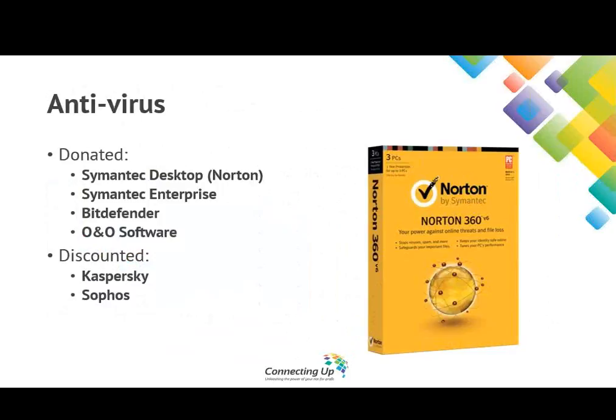In terms of discounted solutions, we've got Kaspersky and Sophos both available. You can order renewals on the website. One thing that's unique to Kaspersky is if you're currently using a competitor's product, you can go onto the website and order what they call a cross-grade license, and you save quite a bit of money by transitioning to Kaspersky from one of their competitors' solutions.